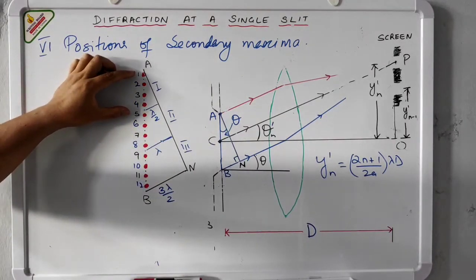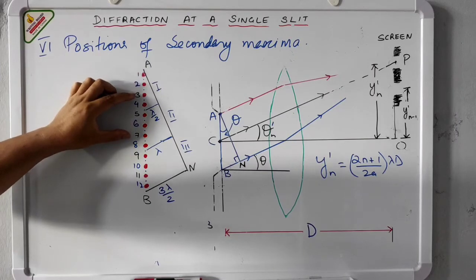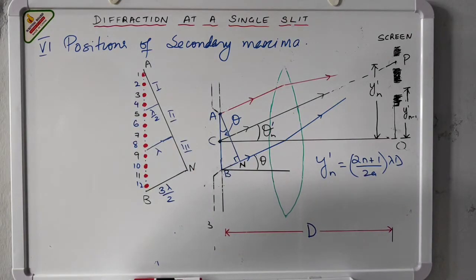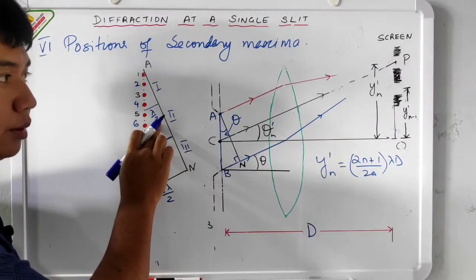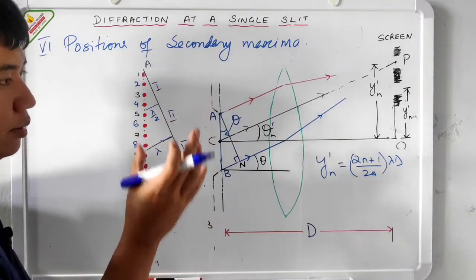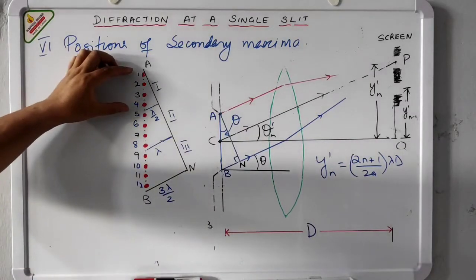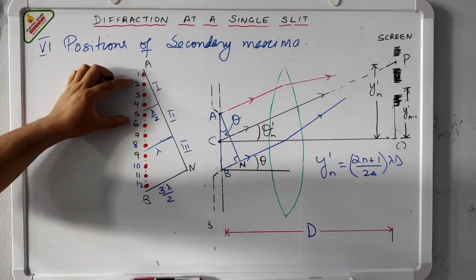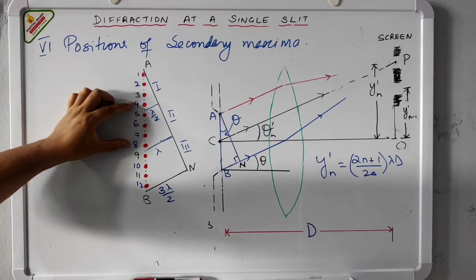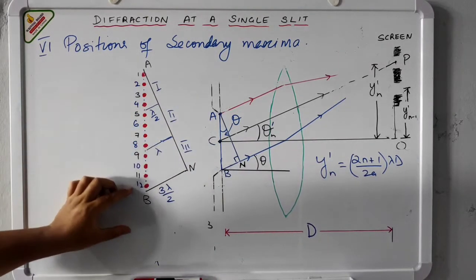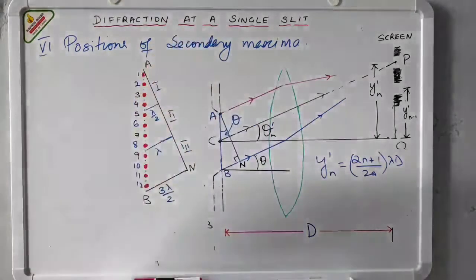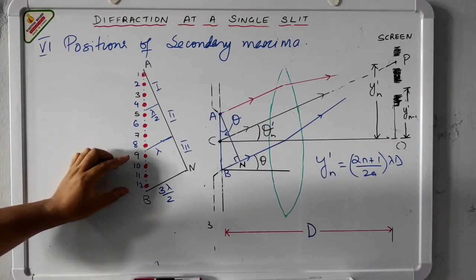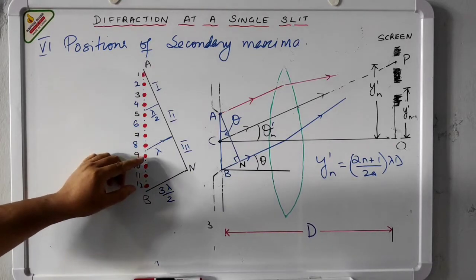So the pairs 1 and 5, 2 and 6, 3 and 7, and 4 and 8 will produce waves having path difference lambda by 2 each. That means they cancel each other, or we can say they superimpose destructively in pairs 1 and 5, 2 and 6, 3 and 7, 4 and 8 of part 1 and part 2, and part 3. This will produce a dark fringe. They destructively interfere. And if we look at part 3, the wavelets in part 3 are unused.